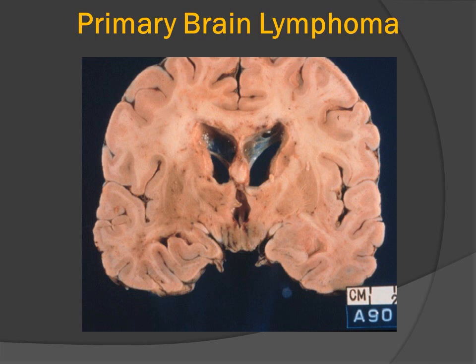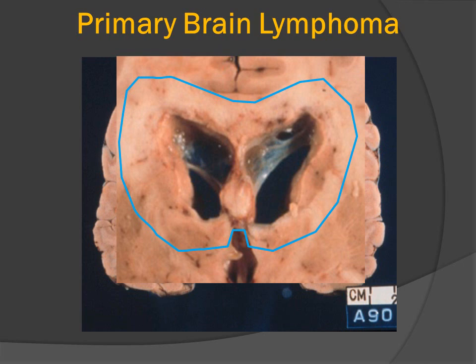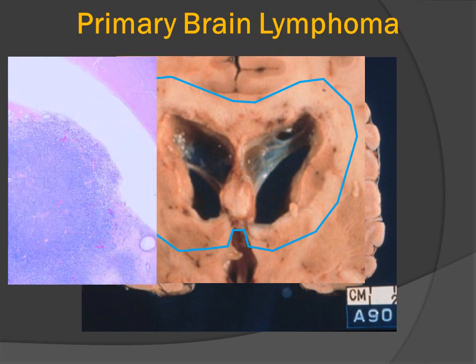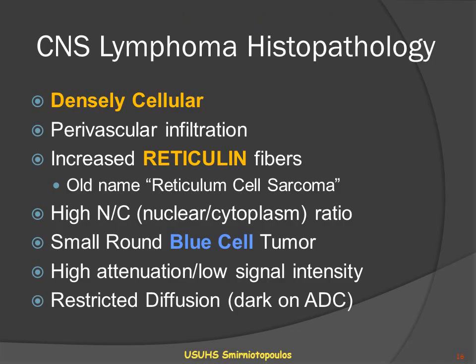In this coronal autopsy specimen, we can see that there is a lot of abnormal appearance in the periventricular tissue. We can magnify it here, and all of the periventricular tissue in this patient was infiltrated by primary CNS lymphoma and small round blue cells. From the same patient, we can look at this magnified H&E section of the frontal horn, and we can see how grossly bluish the region is. And we can also see after a reticulin stain that the tumor has a deposition of reticulin around individual cells, and that accounts for the older name for primary CNS lymphoma, which was reticulum cell sarcoma.